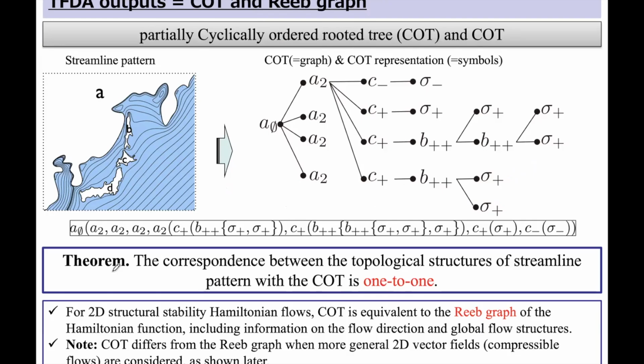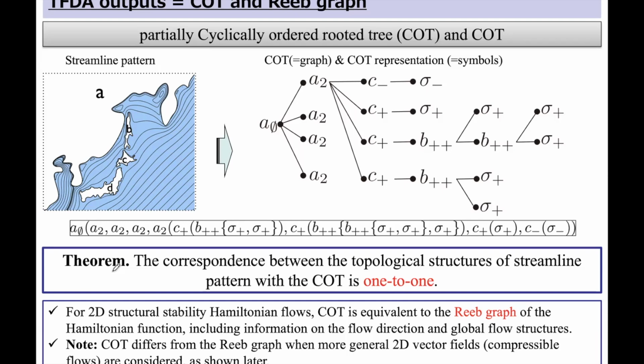So for any streamline patterns, the structure stable to the Hamiltonian vector field can be converted into this kind of graph, which is COT. But it is hard to describe this graph structure every time I show you. So we have another very convenient expression for this graph structure. This is called the COT representation. This is the COT representation for this COT. So this goes like this.